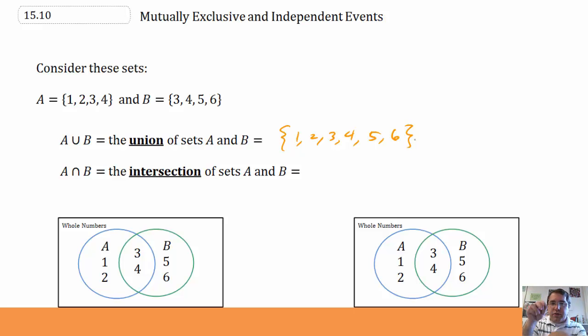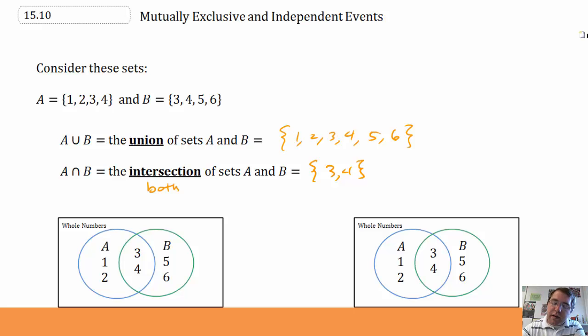This upside down U thing is called an intersection. A intersection B, A intersect B is the intersection of sets A and B. The intersection is only those elements that are in both A and B. So the intersection is both. We'll only take things that are in both. So the intersection here is what? 3 and 4. Very good. All of the elements that are in both A and B. So just the elements 3 and 4.